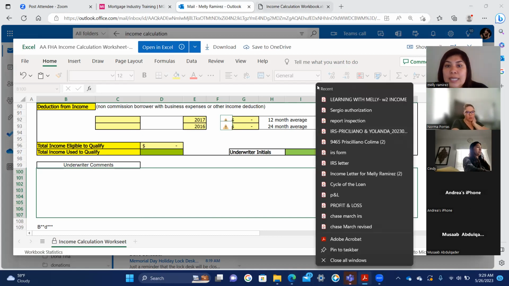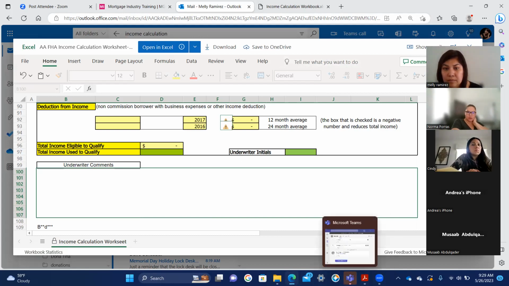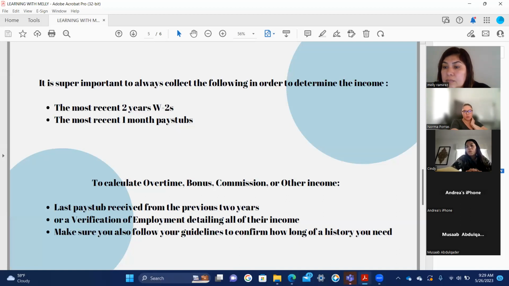Okay, any questions on this? So we're good. Melly, so if in the previous year the client did less income, if you average, you're gonna end up with less income. How do you do?